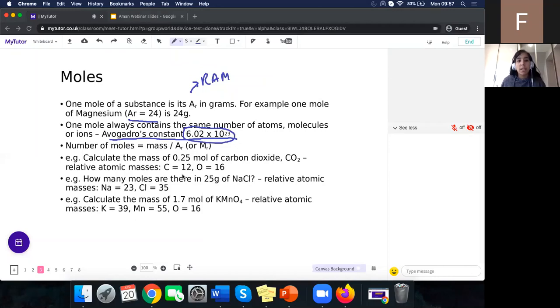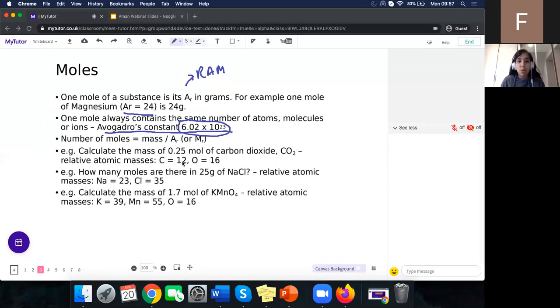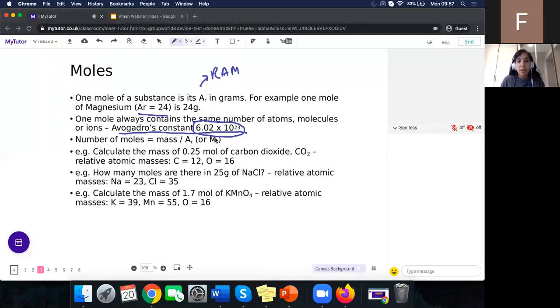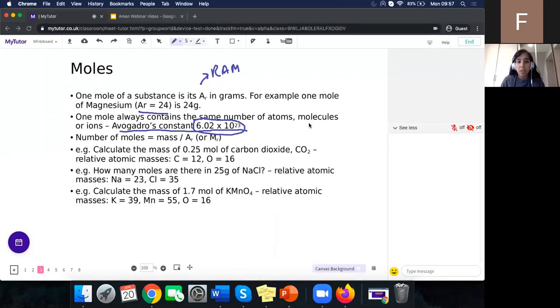So calculate the mass of 0.25 moles of carbon dioxide. So before we go into calculating the mass, we need to know the main equation that's being used. And it's really important that we're all quite happy with this equation. So for people that are sending me answers, we'll go through it in just a second. So this equation here is one of the main equations that's used at GCSE Chemistry, and this is that the number of moles equals the mass over the atomic mass.